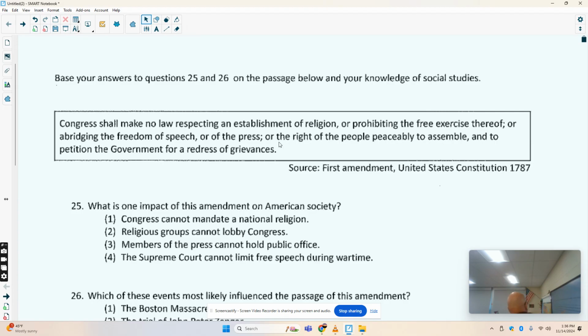Again, this is your stimulus, and remember, always look for the sourcing information as well. It's telling you it's coming right from the U.S. Constitution. All right? So we got 2 questions that follow. Palin, read question 25 aloud.